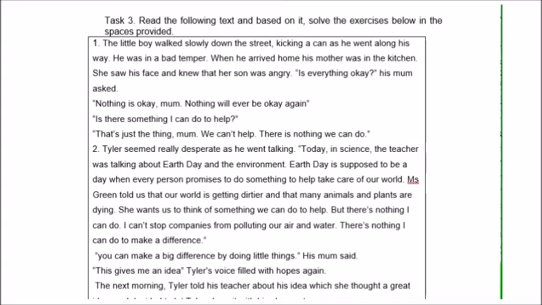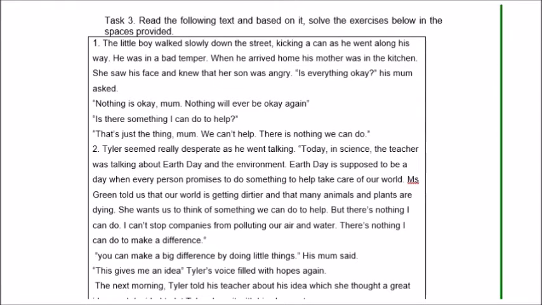The little boy walked slowly down the street, kicking a can as he went along his way. He was in a bad temper. When he arrived home, his mother was in the kitchen. She saw his face and knew that her son was angry. "Is everything okay?" his mom asked. "Nothing is okay, Mom. Nothing will ever be okay again." "Is there something I can do to help?" "That's just the thing, Mom. We can't help. There is nothing we can do." Tyler seemed really desperate as he went on talking.